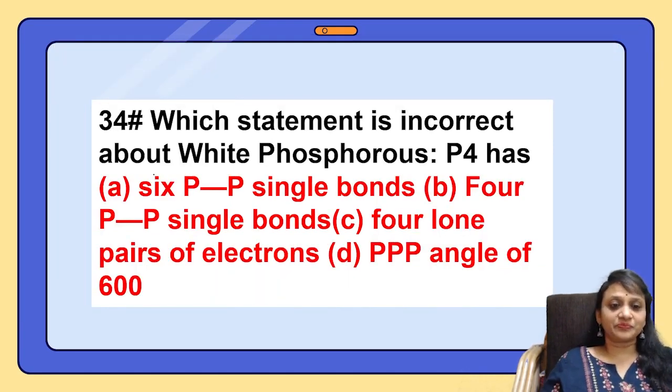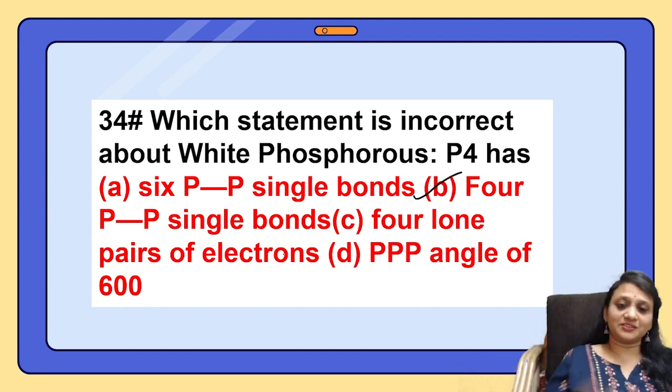Next comes 34. Which statement is incorrect about white phosphorus? P4 has 6 P-P single bonds, 4 phosphorus single bonds, 4 lone pairs of electrons, and the bond angle is 60 degrees. What is the correct answer, students? Basically, the incorrect statement is 4 phosphorus single bonds, because when you check how the phosphorus is arranged, you get just that.